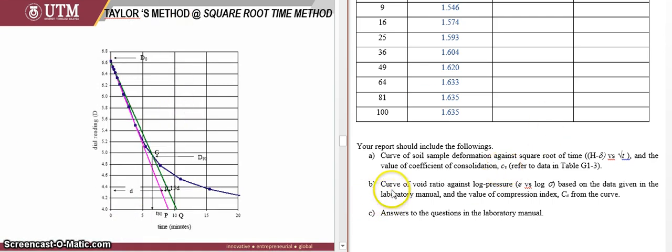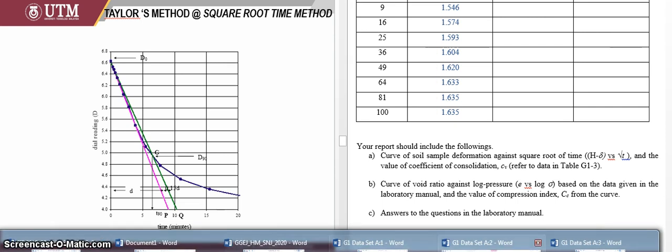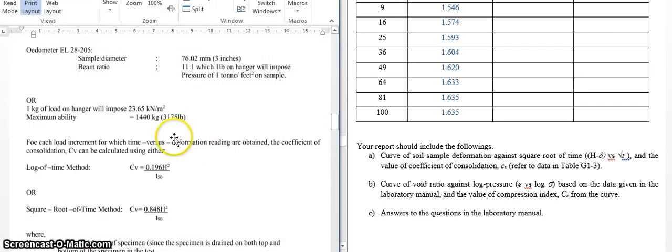But next, you need to plot the void ratio against log pressure graph. Okay, you have to plot the void ratio versus the log pressure graph. So how do you want to do that? This graph actually needs to be done in the laboratory for 24 hours per load, for 8 days. So don't worry, we don't do that in our lab, but we give you the supplementary data.